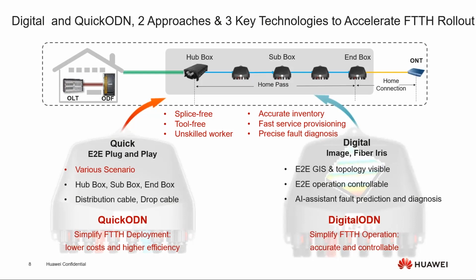Digital ODN can generate FTTH topology automatically, make end-to-end operation controllable, and provide AI-assisted fault prediction and diagnosis. It brings value in accurate inventory management of passive resources, rapid service provisioning, and precise fault location. It is very useful to simplify FTTH operation and achieve an accurate and controllable management system.